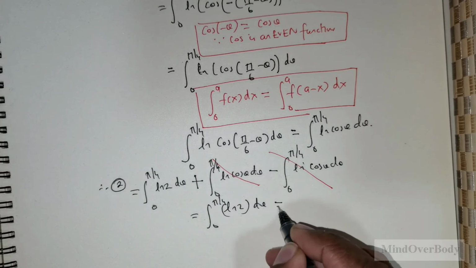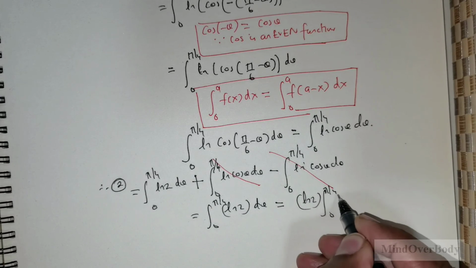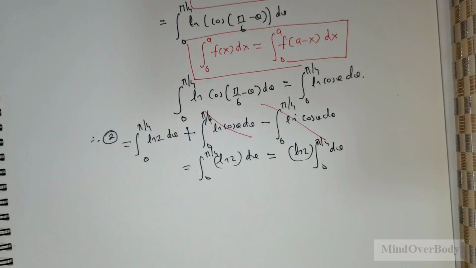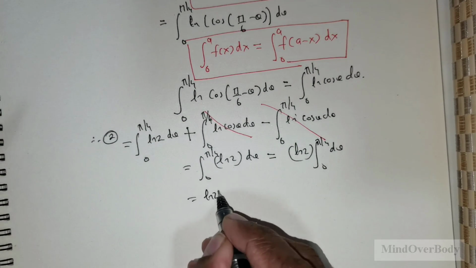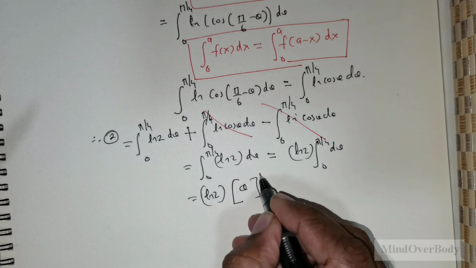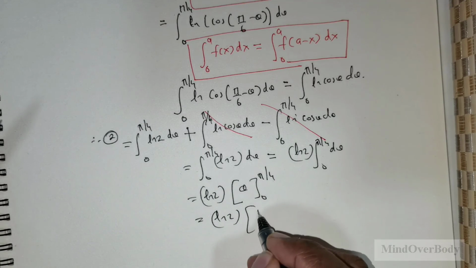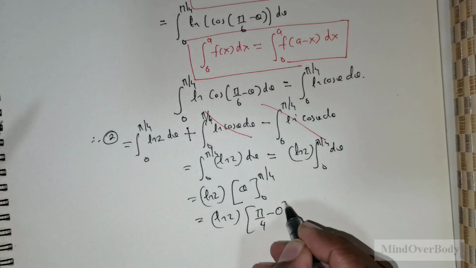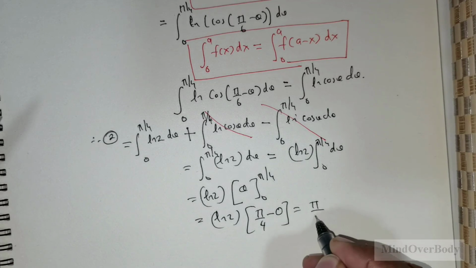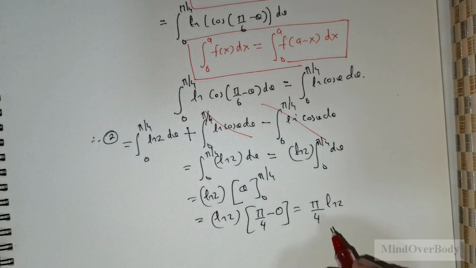d theta. I can rewrite this as ln 2 times integral 0 to pi over 4 times d theta, which is equal to ln 2 times integral of d theta, which is theta from 0 to pi over 4. This is going to be equal to ln 2 times pi over 4. Substitute the upper limit, negative 0. This can be rewritten as pi over 4 times ln 2, which is the final answer.